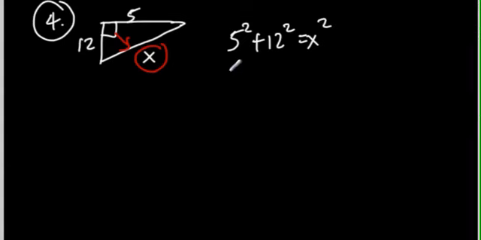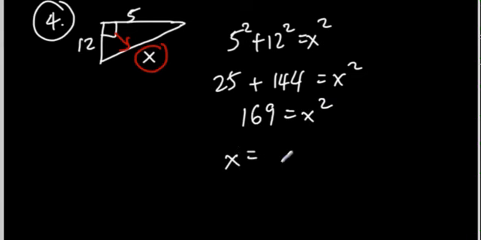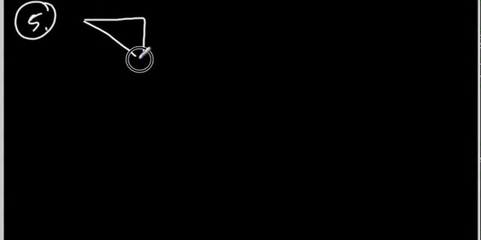Okay, so when we do that, we know that it's 5 squared plus 12 squared is equal to x squared. So this is 25 plus 144 is equal to x squared. And as we can see, this is 169 is equal to x squared. So x is equal to the square root of 169, which is equal to 13. So x is equal to 13. And our last one for section 5 is this one. Now this one was a little bit tricky, but we will go over it and figure it out.